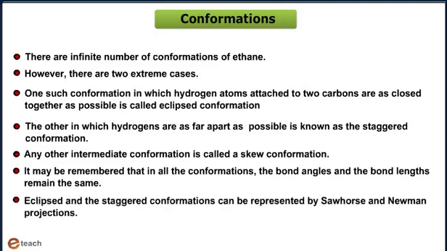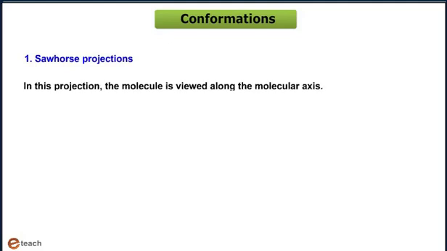Eclipsed and the staggered conformation can be represented by Sawhorse and Newman projections. The first one is Sawhorse projection. In this projection, the molecule is viewed along the molecular axis.